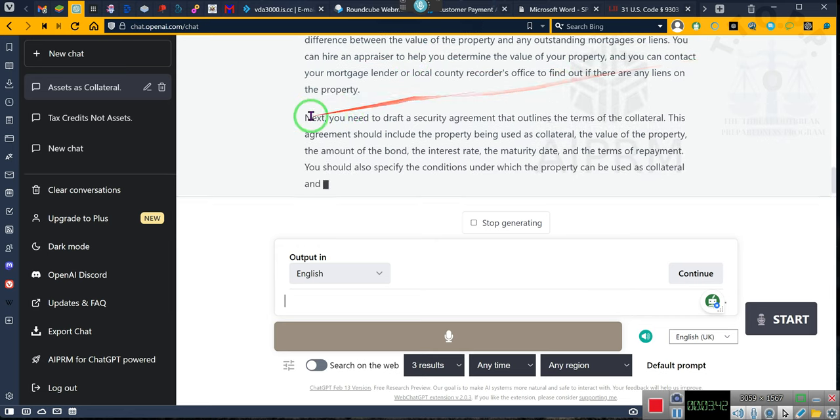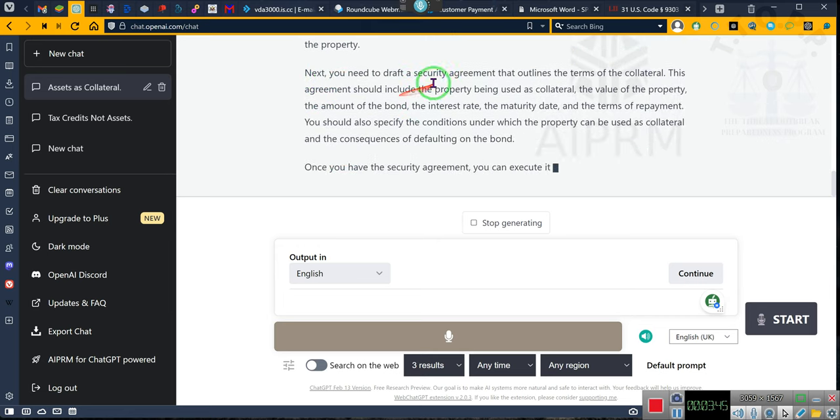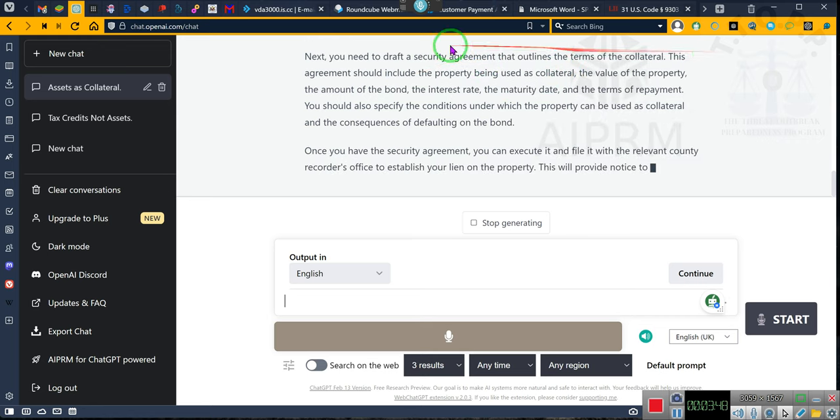I don't need an appraiser. I already know the value. It's dollar for dollar.